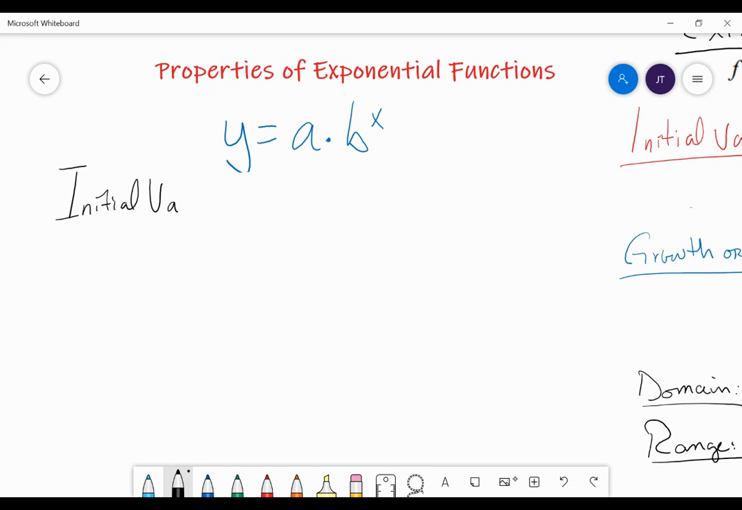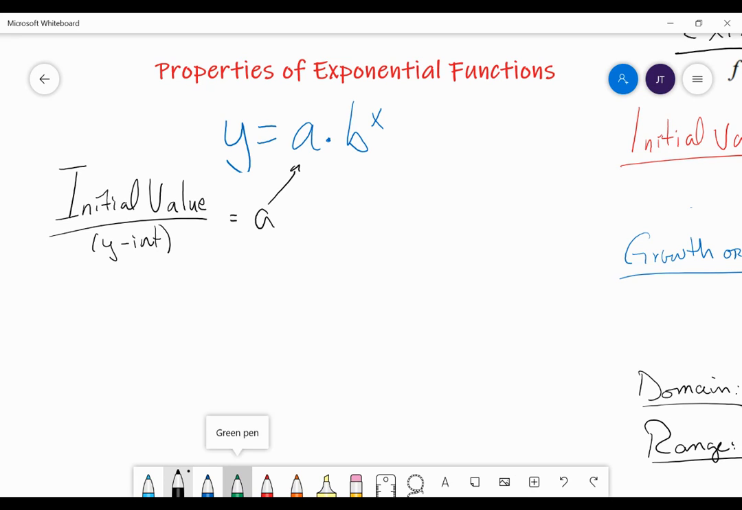So first we have what we're calling our initial value. Some people call this a starting value. It is also always the y-intercept of the graph. Well, this is always your A, every single time.